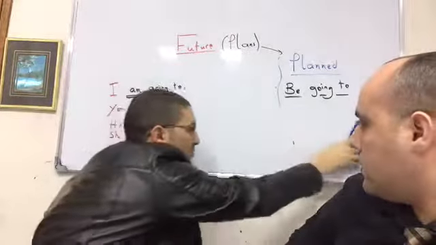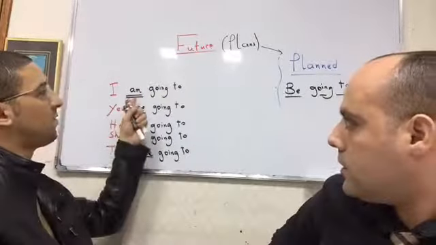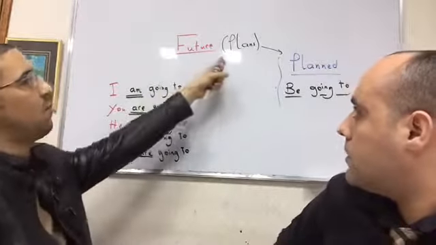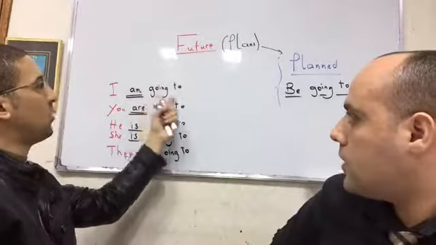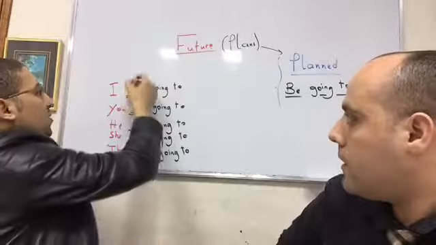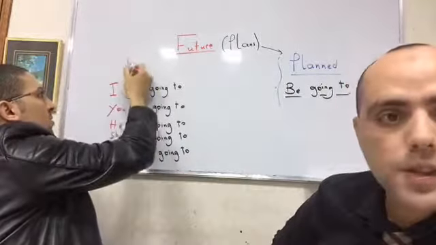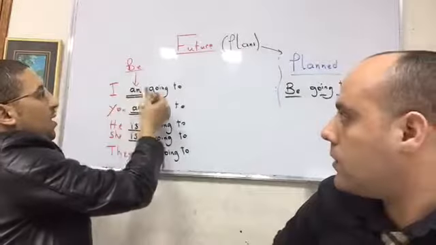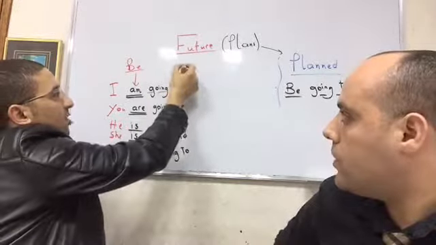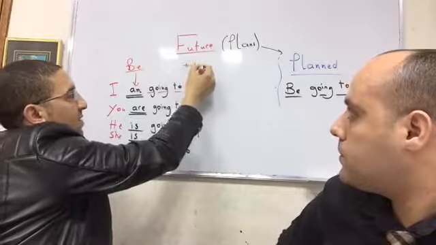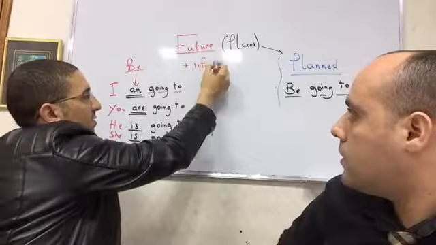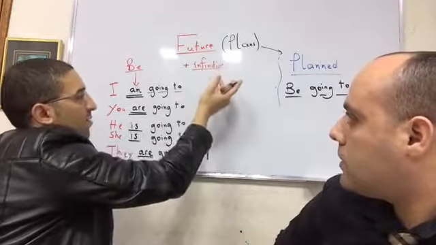Now this is the form of the future for plans. We use be going to. That is verb to be in the present simple, I am, plus going, plus to, plus a verb in the infinitive. Let's take the verb travel.